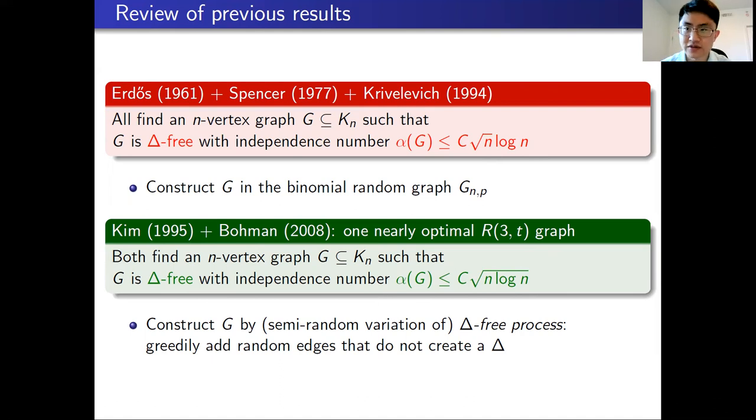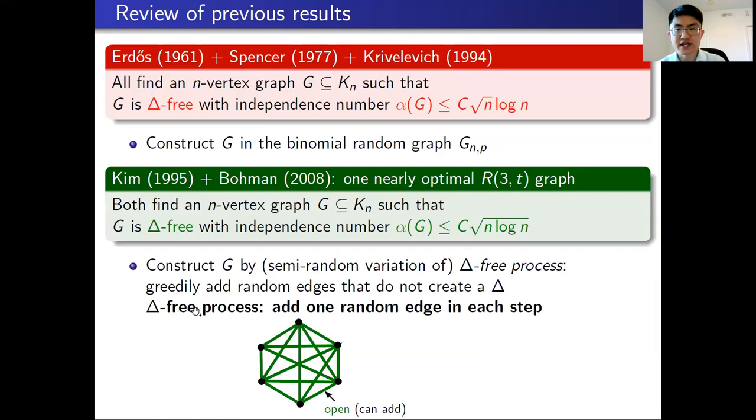So what is the idea of the triangle-free process? It is a random greedy algorithm, such that at each step we add some random edge that does not create a triangle. To be specific, at each step, we add one edge uniformly at random that does not create a triangle. So for example, if we want to construct the graph G in the host graph Kn, at the beginning, all the edges of the host graph Kn are available. So they can be added.